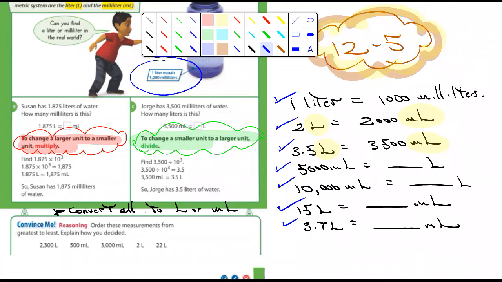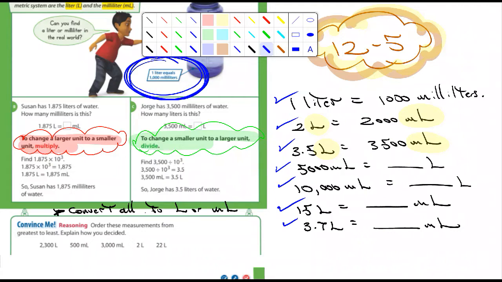Now, if you haven't noticed, what's convenient with these, the fact that 1 liter is 1,000 milliliters, you're either moving the decimal 3 places to the right or 3 places to the left when you do the conversion. That's all there is to it. 3 places, to the left or to the right.